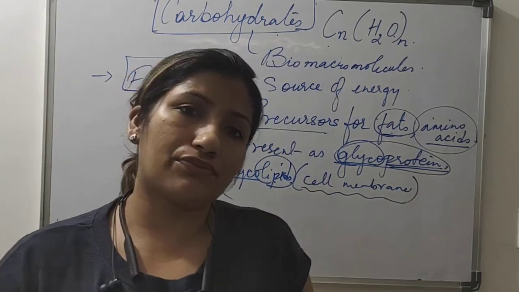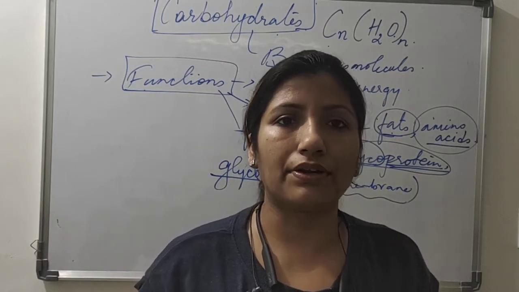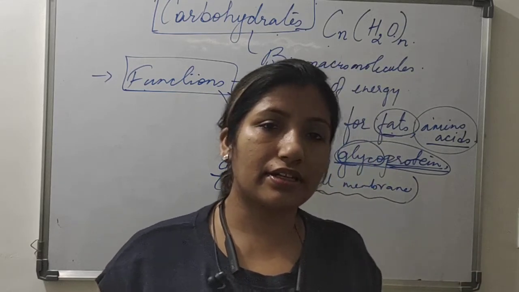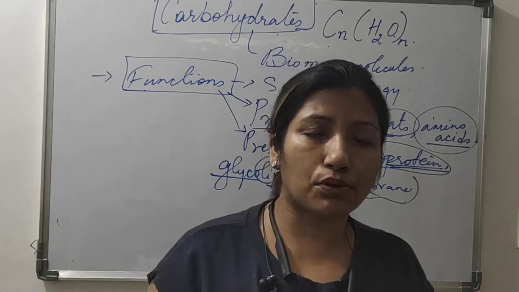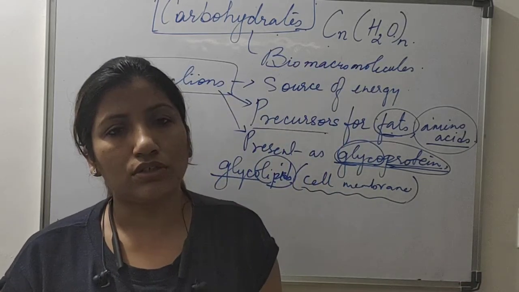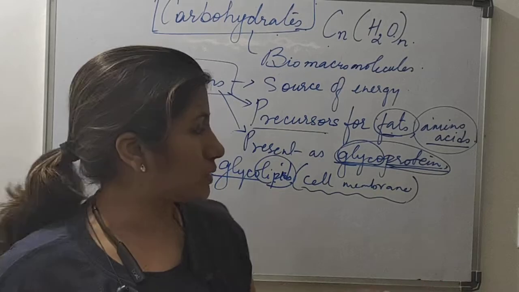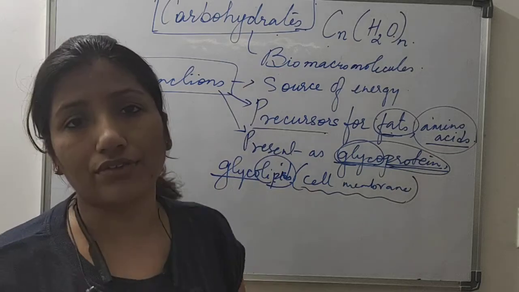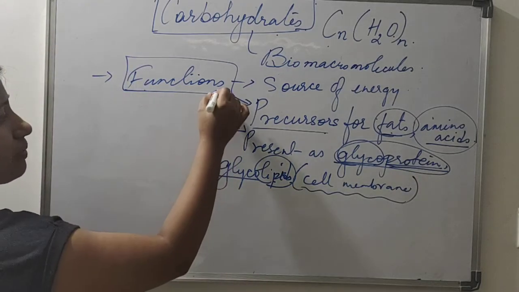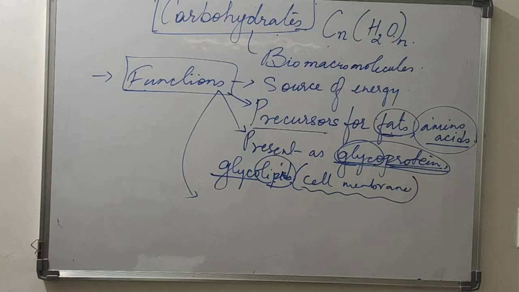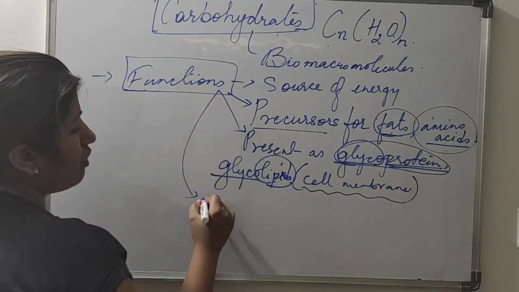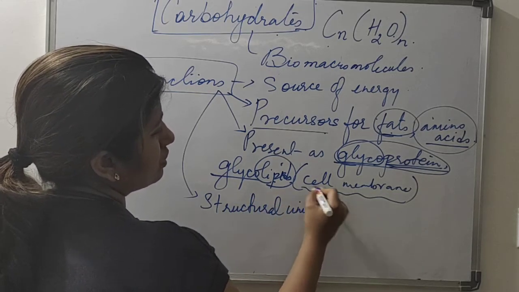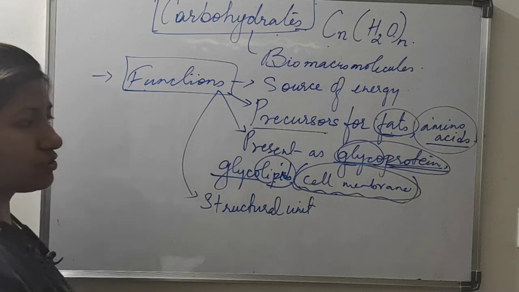If you recall the fluid mosaic model of the plasma membrane, which is the cell membrane, it is made up of two lipid layers, right? That lipid layer is again embedded with some proteins, and some sugars and lipids. Those are glycoproteins and glycolipids, which are a result of carbohydrate. So carbohydrate also plays a role in the structural unit of the cell membrane. Now they also form the structural unit of other parts.